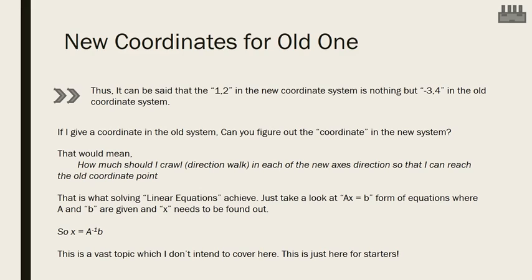So this is exactly the same as what linear equations solve. For example, just look at Ax equal to b, where A and b are given and x needs to be found out, right? So what value in the new coordinate system is x, which when multiplied with these axes, which is A, will give you b? So x is nothing but A inverse b. And talking about inverses and determinants, I think it's a whole new topic by itself, so I'm not going to cover it here. So this is just here for starters.